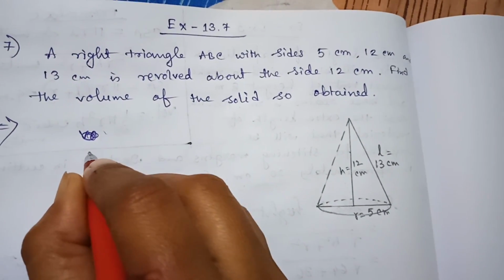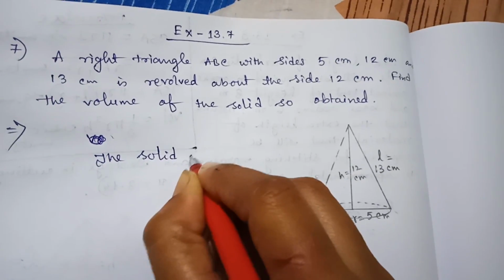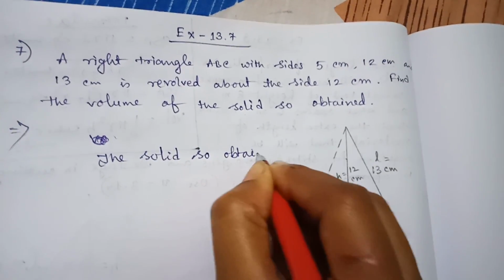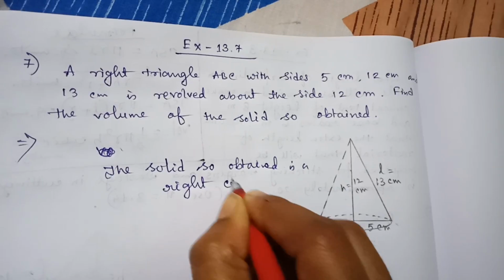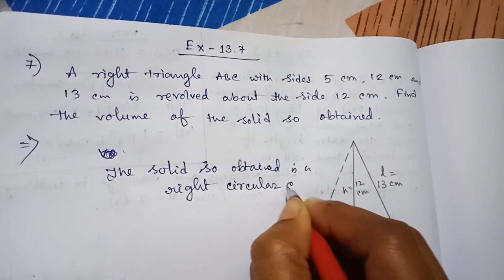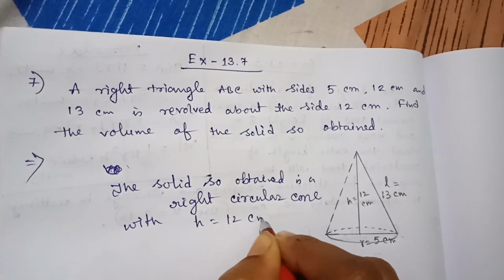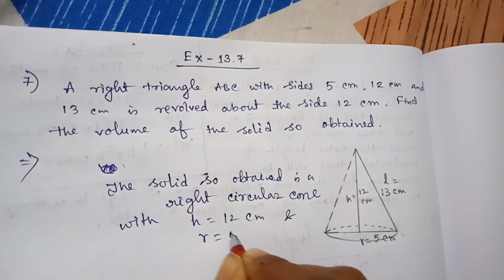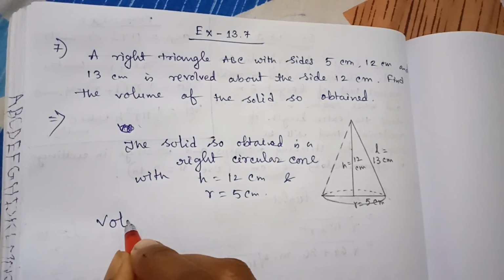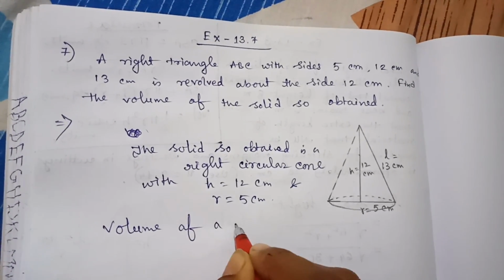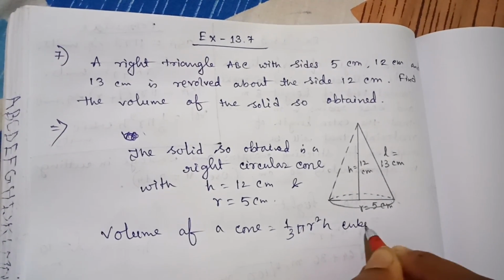First we will write that the solid so obtained is a right circular cone. This must be written with height 12 centimeter and base radius 5 centimeter. Must be written. Now we will write down the volume of a cone equals 1/3 pi r square h cubic units.